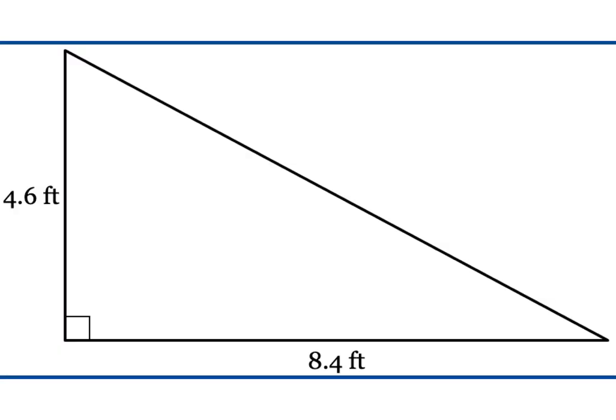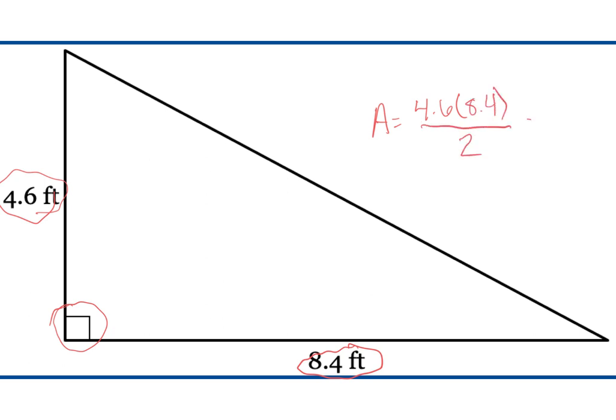Here is our first triangle that we're going to find the area of. We have a base of 8.4 and a height of 4.6, and I know that because there's this 90-degree right angle there. So I'm going to write A equals 4.6 times 8.4. Whatever that is, I'm going to divide by 2. And my final answer after I type all that on the calculator is 19.32. And my units are going to be feet squared, because remember, area is a two-dimensional measurement.